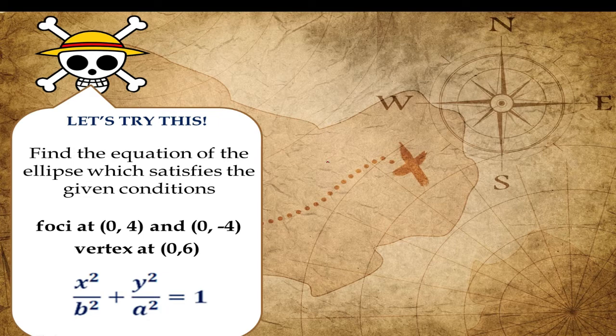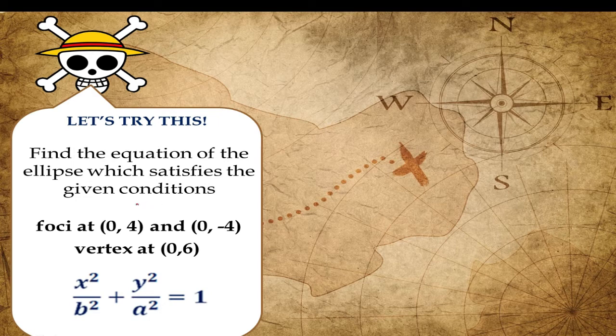Number 1, foci at 0, 4 and 0, negative 4, vertex at 0, 6. We already know that the equation is along y-axis. X squared over b squared plus y squared over a squared is equal to 1. Sir, paano nyo po nasabi na ang equation ay along y-axis?